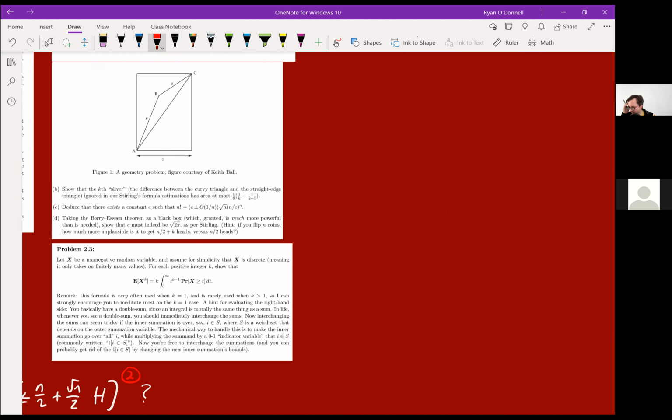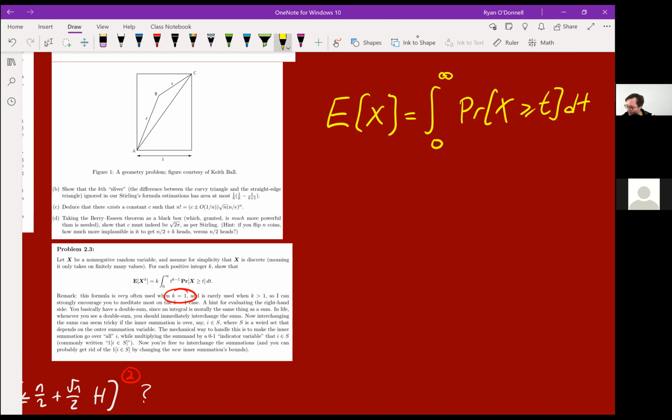Okay, one thing is, this is about some formula, our expectations of things. Let's focus on k equals 1, as it said here. It's a relatively well-used formula in life. So let's plug in k to be 1. We're interested in the expectation of x: k is 1, so it's the integral from 0 to infinity. Looks mildly intimidating there. Then t to the k minus 1 is just 1, so we can ignore it. And then the probability that x is greater than or equal to t, dt. Okay, so this is what we're supposed to prove.